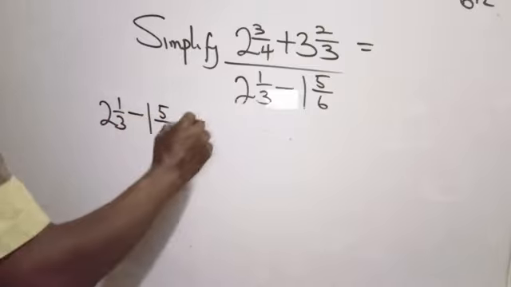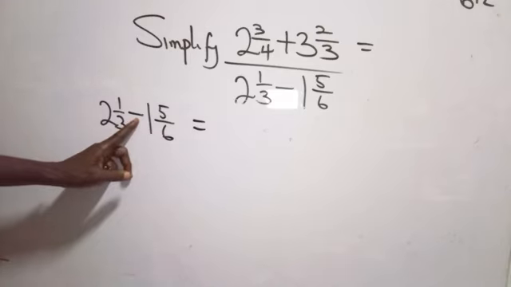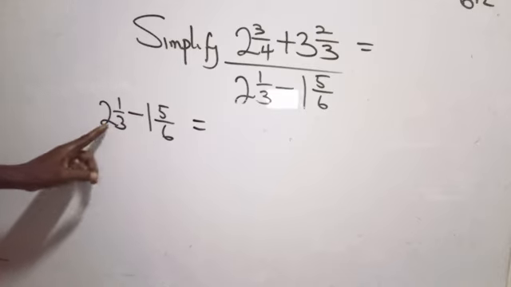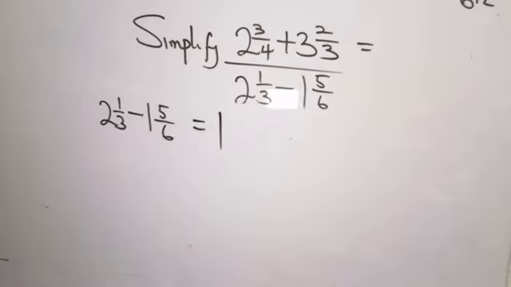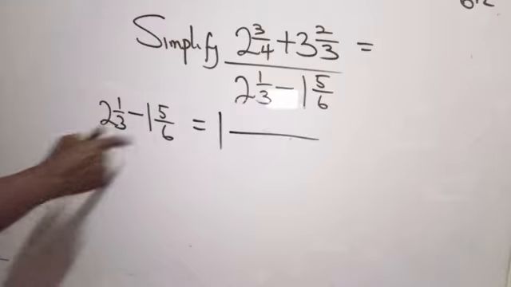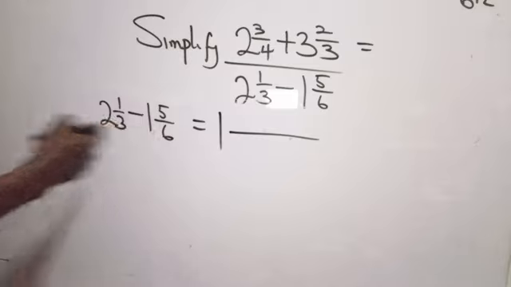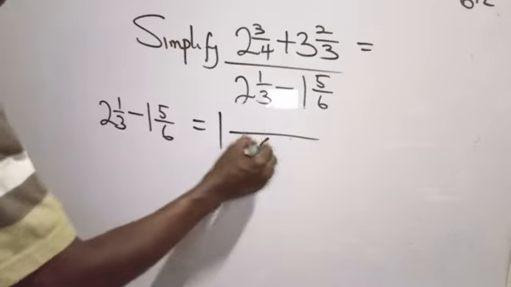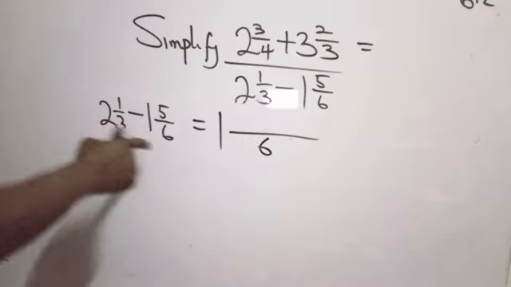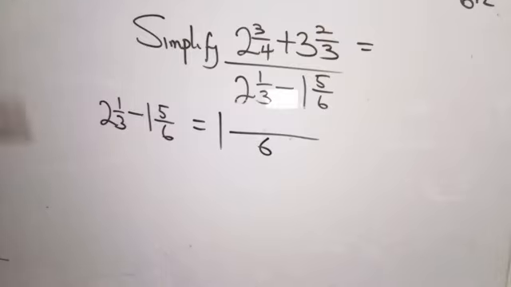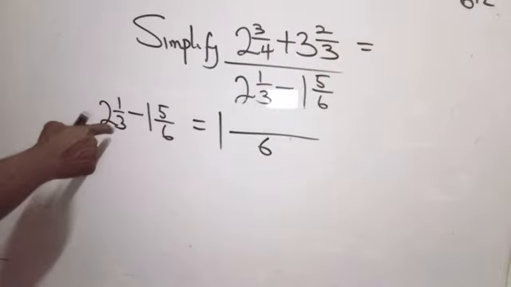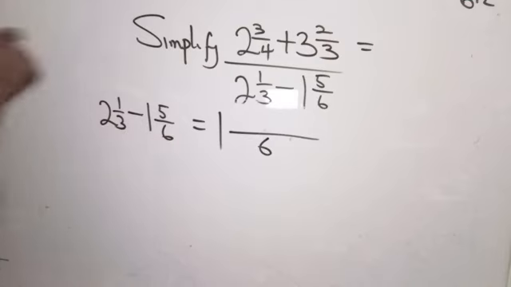Since what we have here is subtraction, we subtract the whole numbers: 2 minus 1 is 1. Then you draw your LCM as we did for the first fraction. The LCM of 3 and 6 is what? This time around, 3 can go in 6, so we pick the bigger one, 6. In the first example we multiplied 4 and 3 to get 12 because 3 cannot go in 4. But in this case, since 3 can go in 6, we can pick 6.